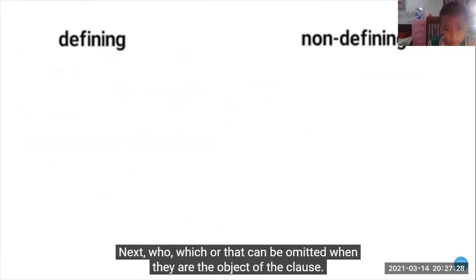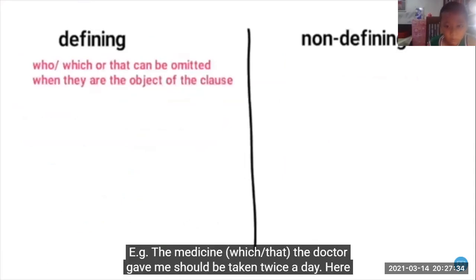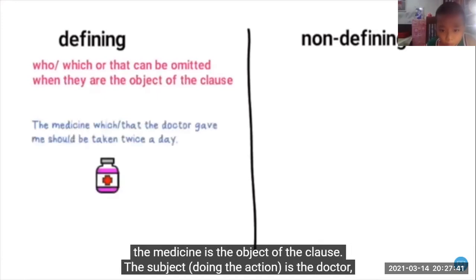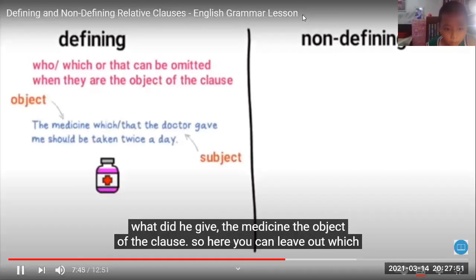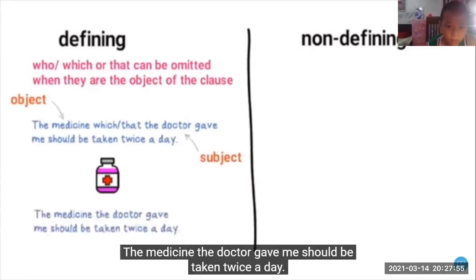Next, who, which, or that can be omitted when they're the object of the clause. The medicine, which or that the doctor gave me, should be taken twice a day. Here the medicine is the object of the clause. The subject doing the action is the doctor. What did he give? The medicine, the object of the clause. So here you can leave out which or that and just say, the medicine the doctor gave me should be taken twice a day.